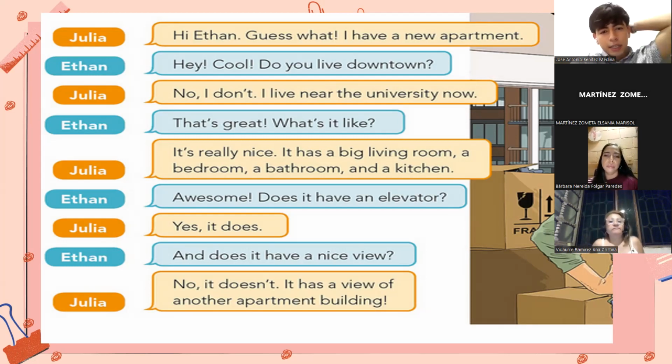It's really nice. It has a big living room, a bedroom, a bathroom, and a kitchen. Sometimes it has an elevator. Yes, it does. And does it have a nice view? No, it doesn't. It has a view of another apartment building.